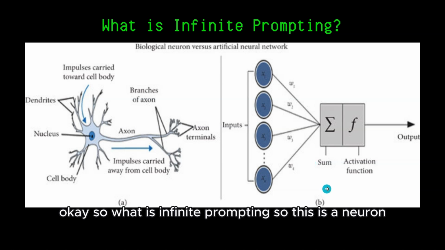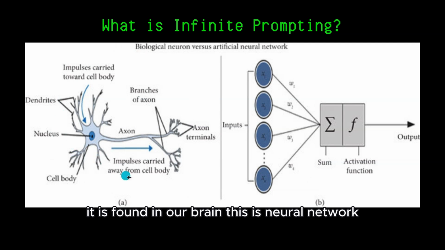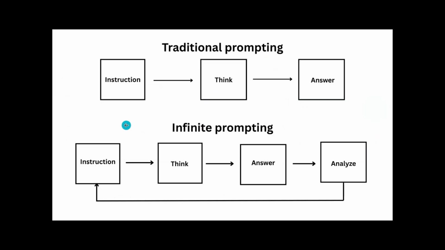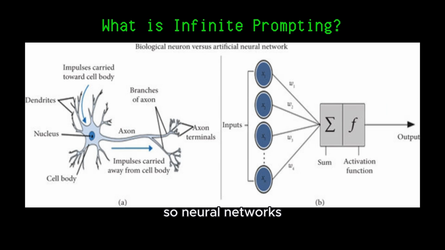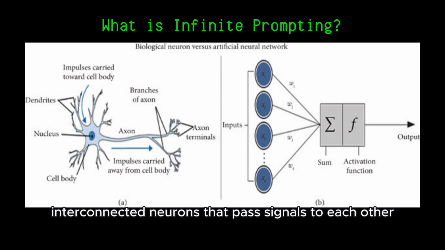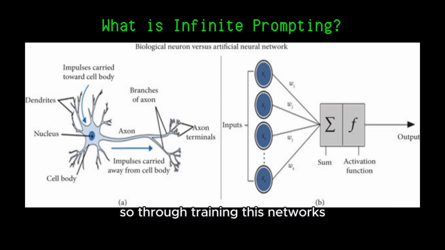Okay, so what is infinite prompting? This is a neuron. It is found in our brain. This is a neural network. First you have to know what a neural network is. Neural networks are basically the brains behind AI like ChatGPT. They are inspired by how the human brain works, with tons of interconnected neurons that pass signals to each other. Through training, these neural networks learn to recognize patterns such as grammar, understand language, and generate responses, just like how our neurons develop and get stronger through training.